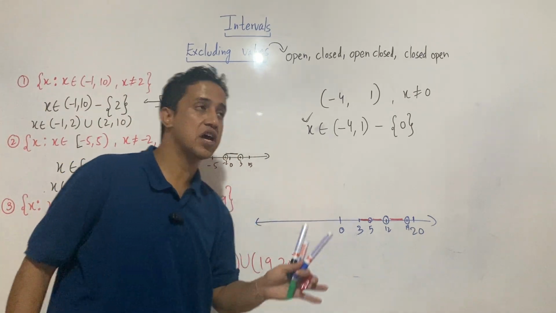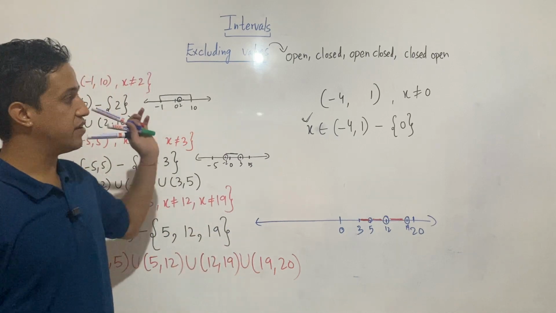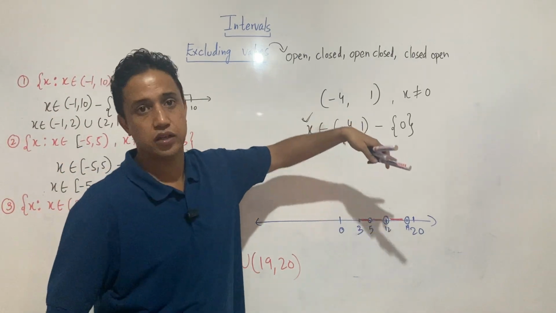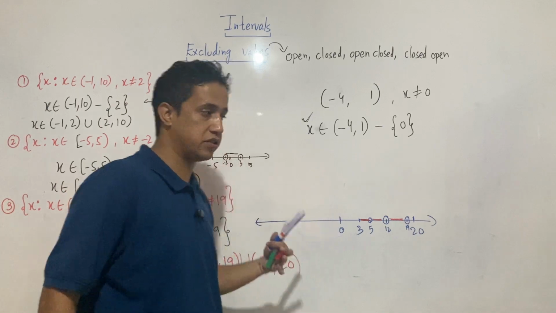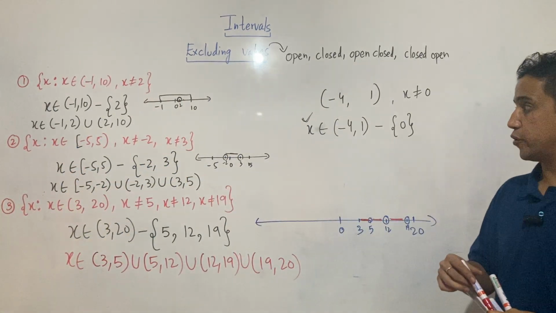That's how you can exclude values from the interval, where you cannot make use of intervals to represent the values that you want to exclude. Then you can take help of the set builder form or the roster form. I hope you understand this.